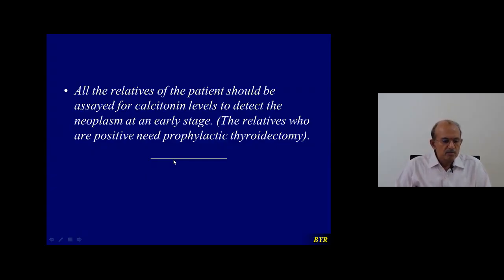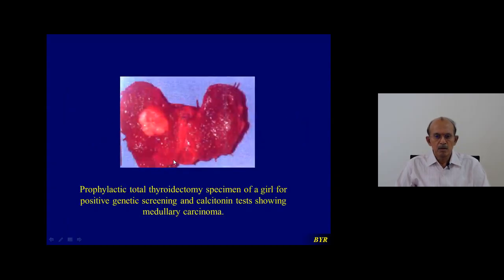Very good. It is familial polyposis, familial adenomatous polyposis. Now you can see here, prophylactic thyroidectomy specimen of a girl for positive genetic screening and calcitonin tests showing medullary carcinoma.